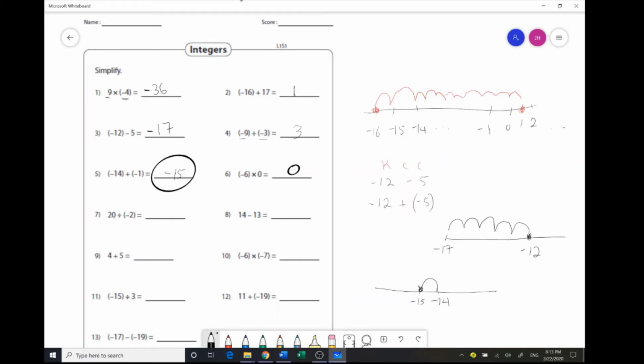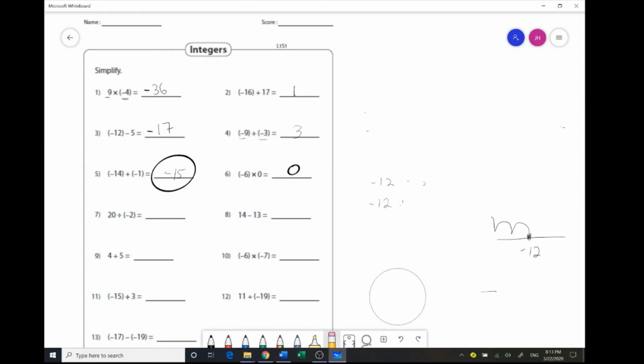Number 7, I have 20 divided by negative 2. So positive numbers divided by negative numbers, so one positive, one negative, that will end with negative answers. Now figure it out. What is 20 divided by 2? This will get you 10.